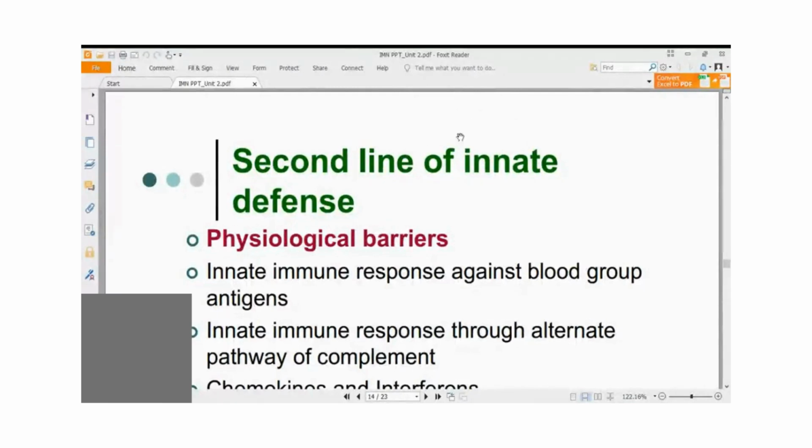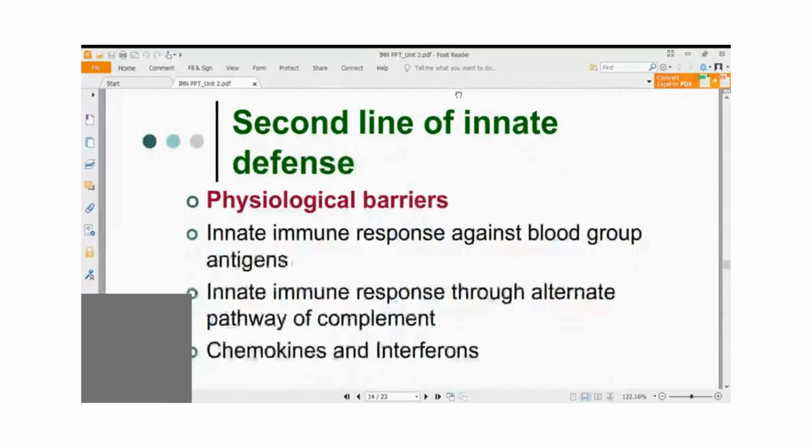Now the second line of defense is, suppose the first line of defense is breached, means the bacteria succeeded in invading the epithelial lining. It breached that epithelial lining and crossed that epithelial lining and entered your body fluid. If it enters the body fluid, your body fluid has different mechanisms of defending against the pathogen, and that is through physiological barriers. Okay, physiological barriers.